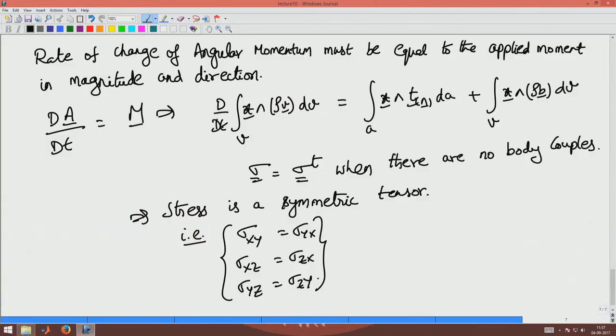Similarly, the stress will be a symmetric tensor only when there are no body couples, that is, we are not looking at electrically or magnetically active materials, which is what we are interested in this course. So, till now we have seen what the stress is, what force is, and the equilibrium equations that connect the stress and the force.